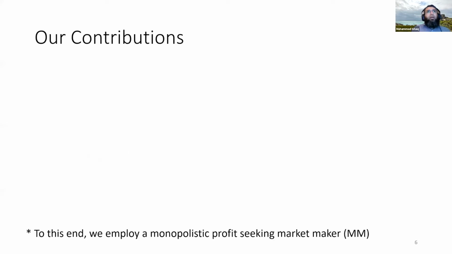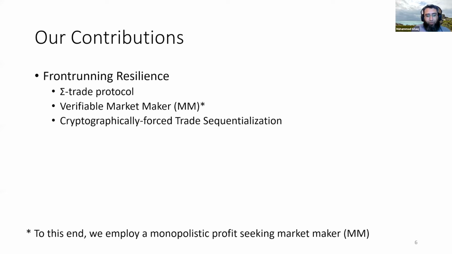So this is where we come in. We have this construction that we call FairMM, and our primary contribution is front-running resilience. We implement it through a bunch of building blocks, which I'll go over in a minute, segmented protocols, which are used internally in a verifiable market maker. And we use cryptographic primitives to force trade sequentialization. And our system has very high throughput, at least higher than the other state-of-the-art solutions that we have looked at.